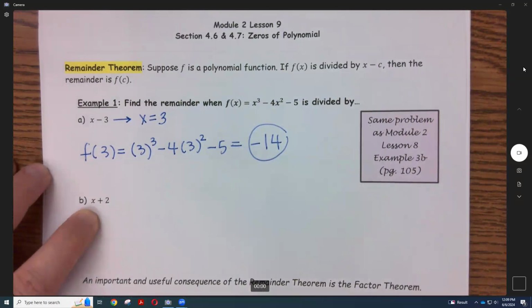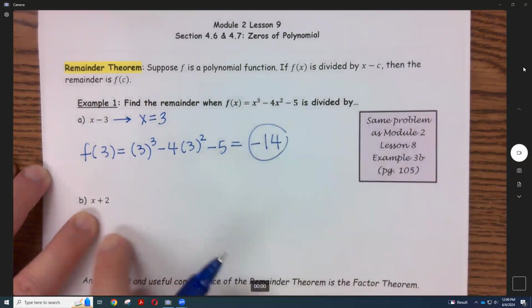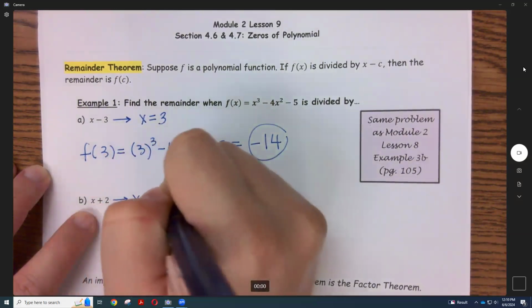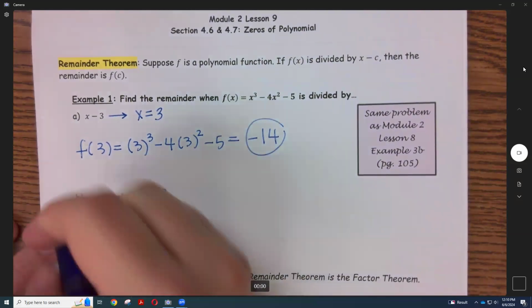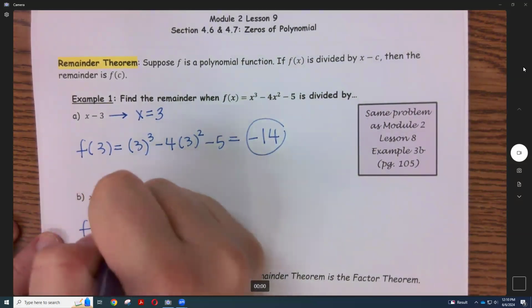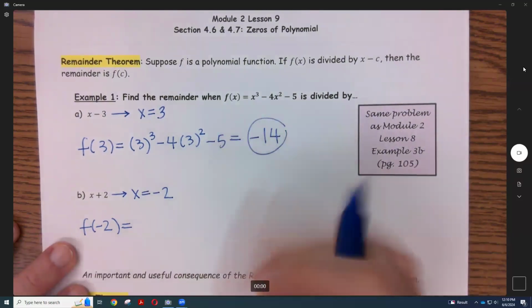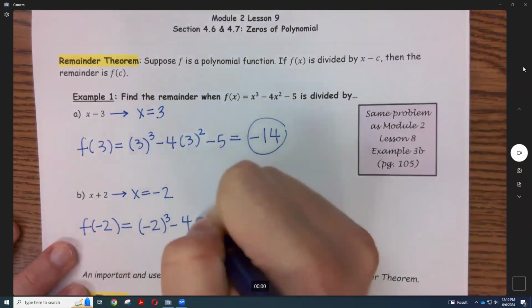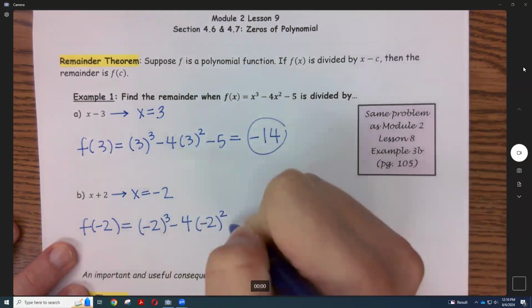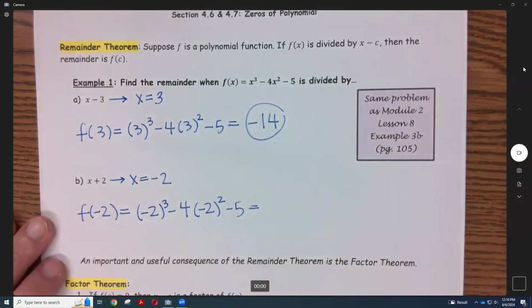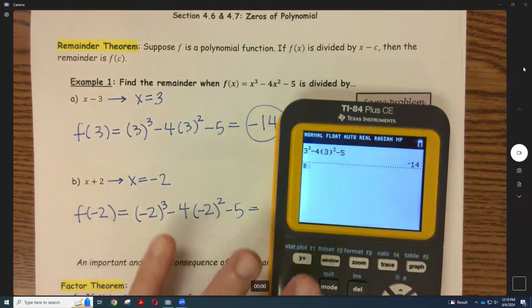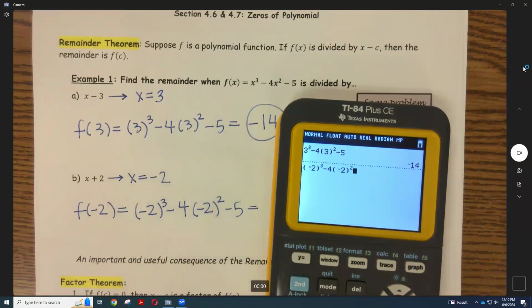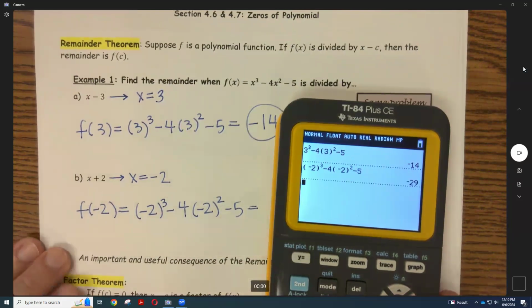So finding the remainder, if I divide this polynomial by x plus 2, that means x equals negative 2. So now I'm going to substitute in negative 2 for both of these x's. And we definitely need to make sure this is in parentheses. And let's substitute in. Or I guess we already substituted in. Let's evaluate. And we get a remainder of negative 29.